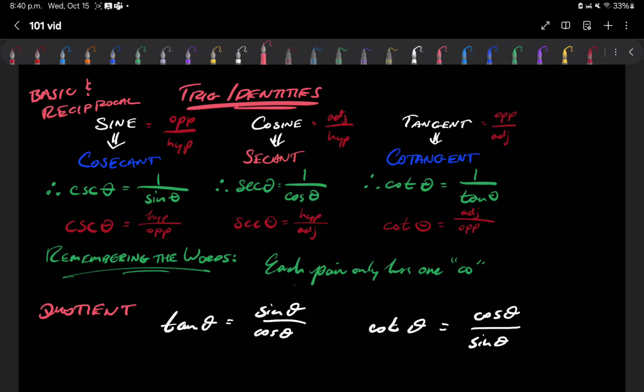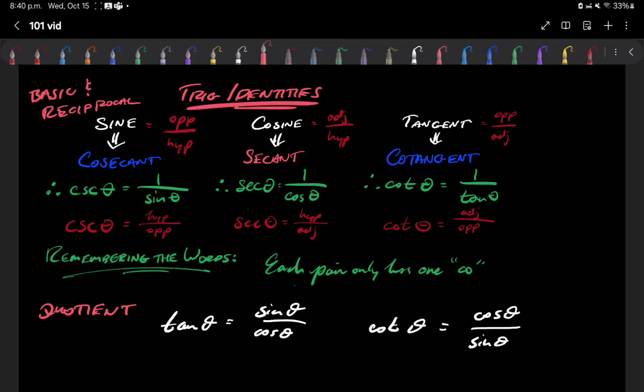And so just a quick reminder of the three basic ones. We have sine, the opposite over the hypotenuse of a right angle triangle. The cosine is adjacent over hypotenuse, and tangent is opposite over adjacent. The reciprocals of all of these: cosecant is the reciprocal of sine, secant is the reciprocal of cosine, and cotangent is the reciprocal of tangent.